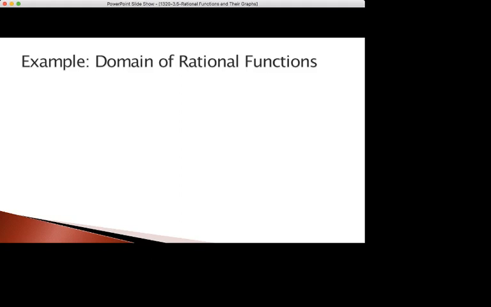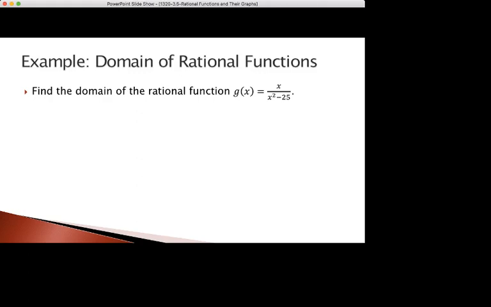Now let's consider the second example. Find the domain of the rational function g of x is equal to x over x squared minus 25. So we have been tasked with figuring out what the domain of this function is. Before I go over my solution, I'm going to pause here for a couple seconds so you can pause this video and give this a try yourself. So go ahead, pause the video and see if you can figure out what the domain of this function is.